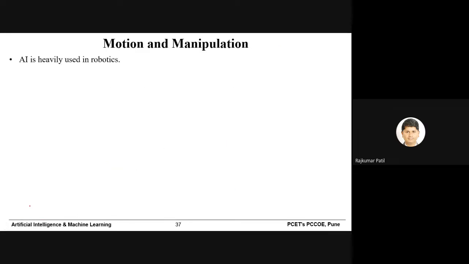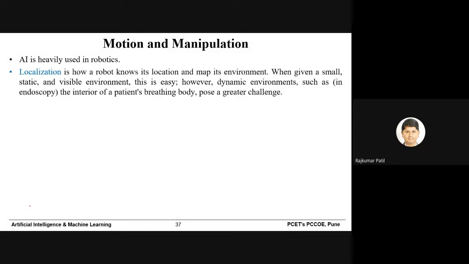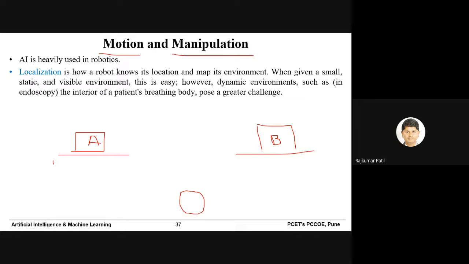Then motion and manipulation, especially when we deal with robotic systems, come into the picture, because there is a physical movement. For example, one object, let's say A, is at workstation 1, and it is to be placed at another workstation, let's say B, and there is a pick and place robot. So in this example, both motion and manipulation come into the picture.